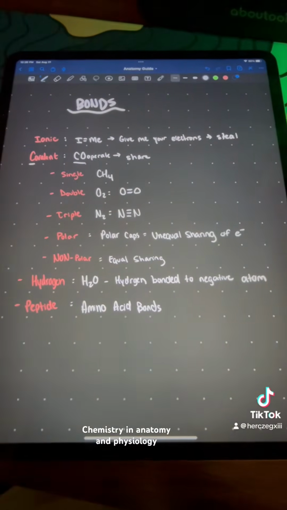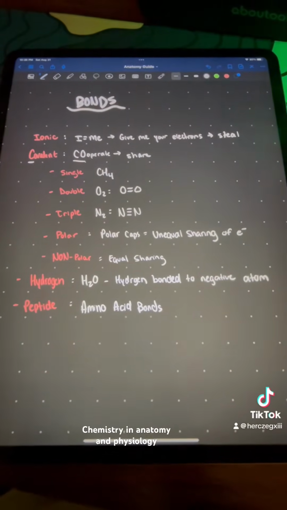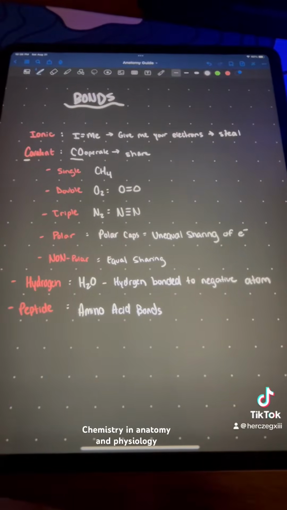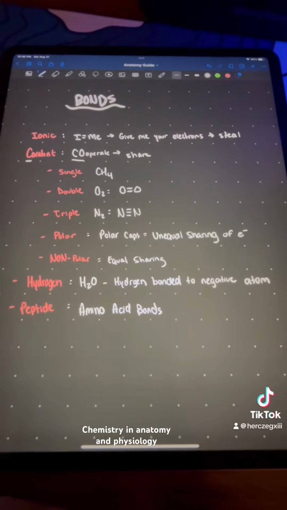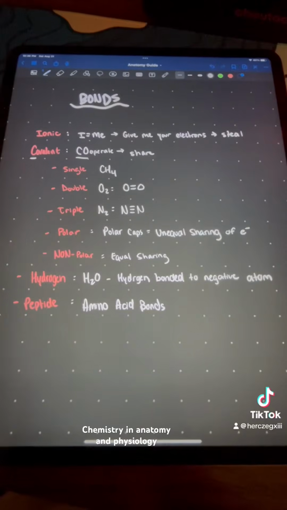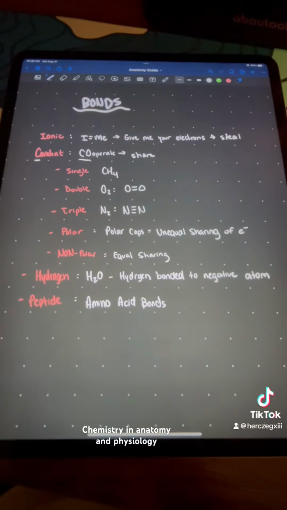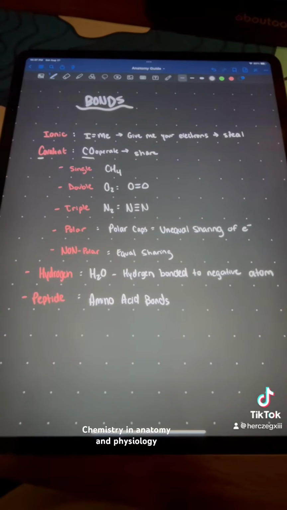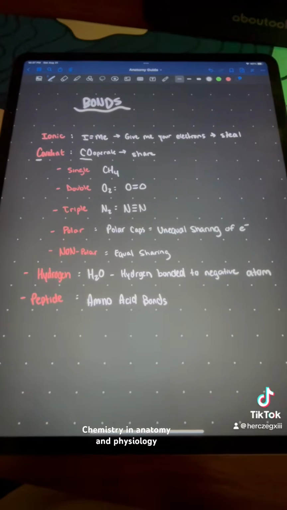Hydrogen bonds, always make sure that you think of there's always a hydrogen bond and it is always attached to a negative atom. And peptide bonds are typically between amino acids, which are the building blocks of proteins. So you'll typically see these in proteins later on.